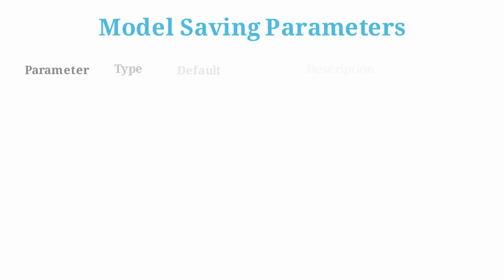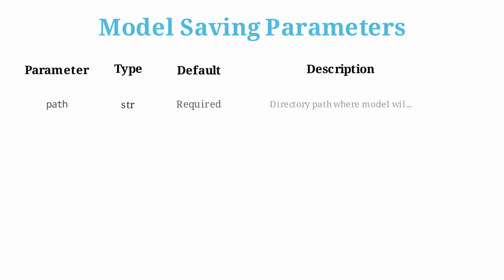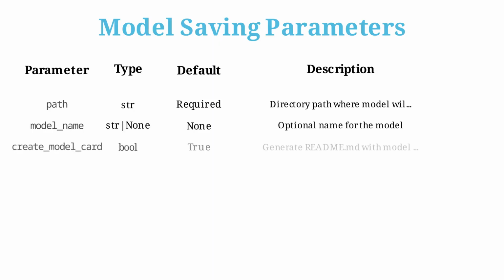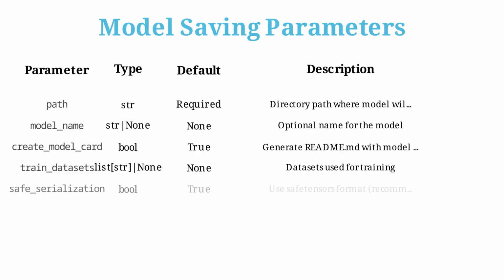Now let's dive into model saving and serialization. The sentence transformer save method is the primary way to persist your trained models to disk. This method takes several important parameters. The path parameter specifies where to save the model, model_name allows you to give it a custom name. Create_model_card generates a README with model information, which is crucial for documentation. Train_datasets records what data was used for training. And safe_serialization, which defaults to true, uses the safetensors format that's more secure and efficient than traditional pickle files.